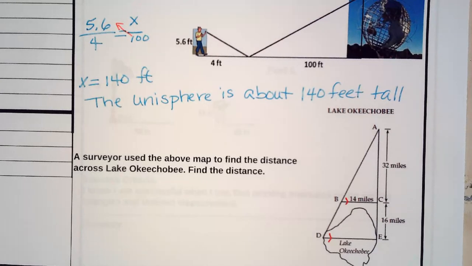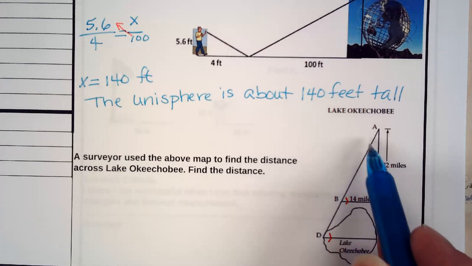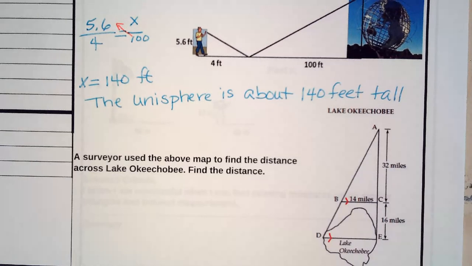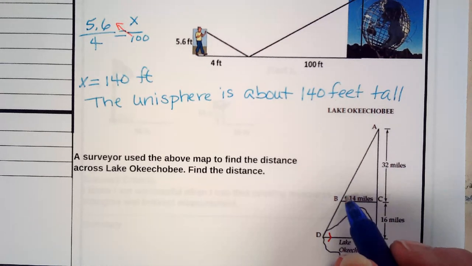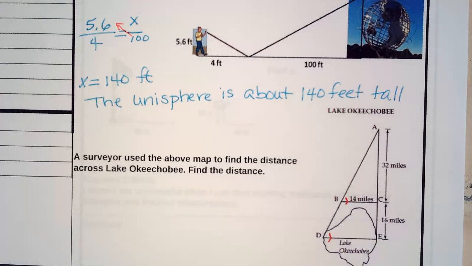Okay, the surveyor used the map to find the distance across Lake Okeechobee. Find the distance. Well, number one, are the triangles even similar? Yes, because we've got parallel lines. We've got that angle that would be congruent to both of them. Angle A is congruent to both of them. You've got your corresponding angles that are congruent, so by angle, we know that everything is in the same ratio.